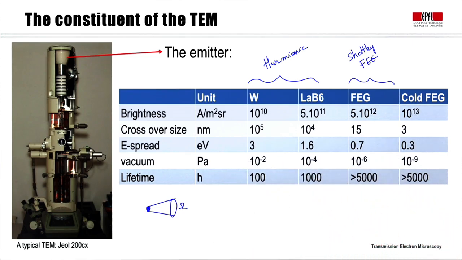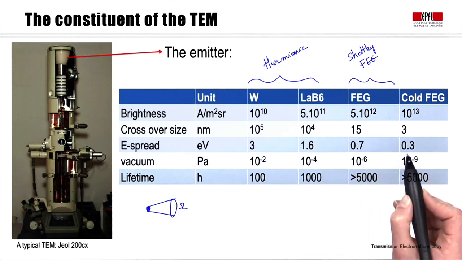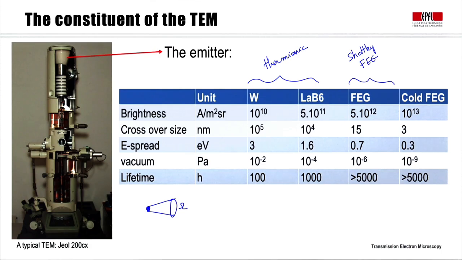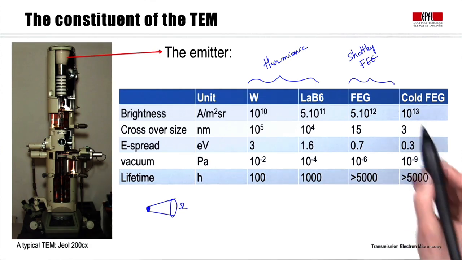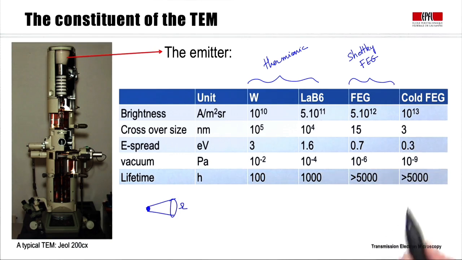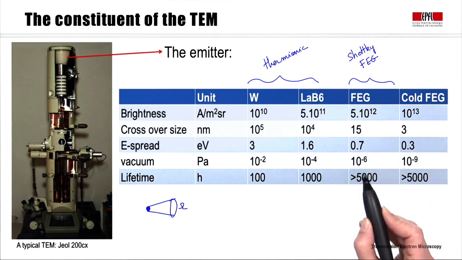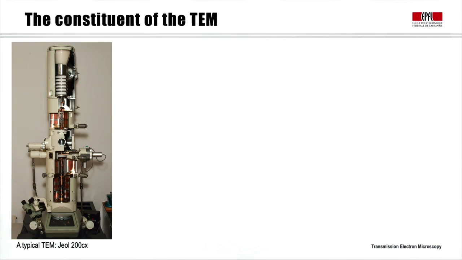The third characteristic is the energy spread. How well are the electrons defined in energy? Field emission guns have a much narrower energy spread. This is important for chemical analysis, but also a smaller energy spread gives a better temporal coherency, important for phase contrast as well. But those better characteristics come at a price. We need a higher vacuum for those emitters, which means that they are much more expensive in operation, but fortunately they also have a longer lifetime.